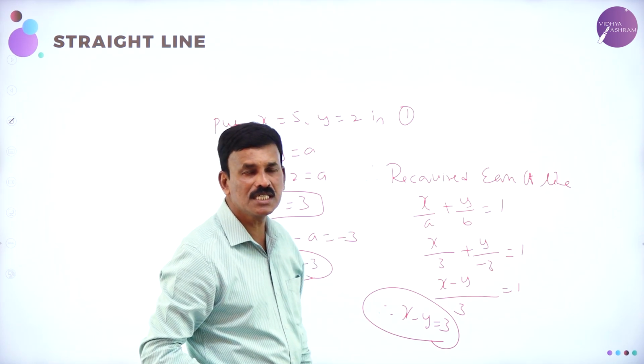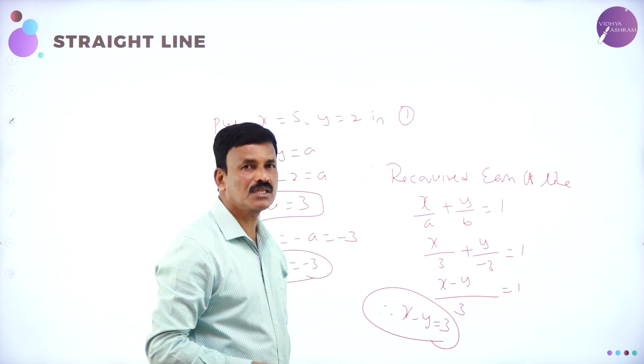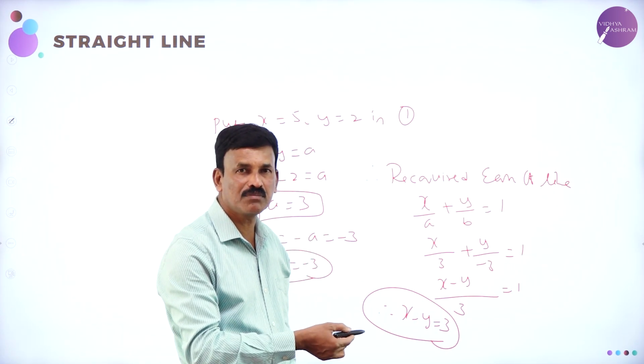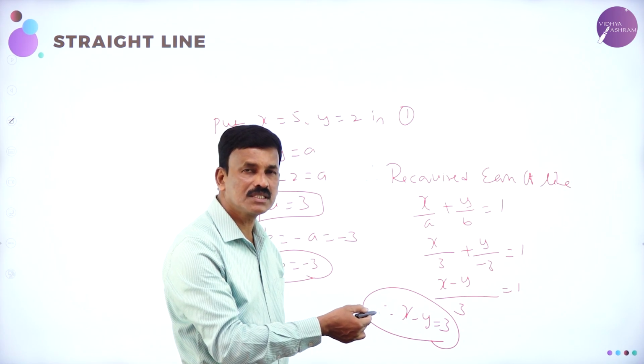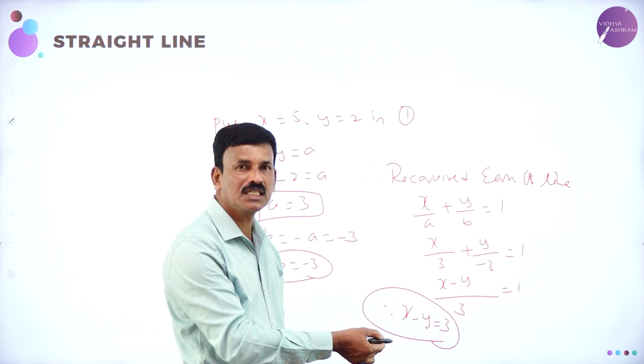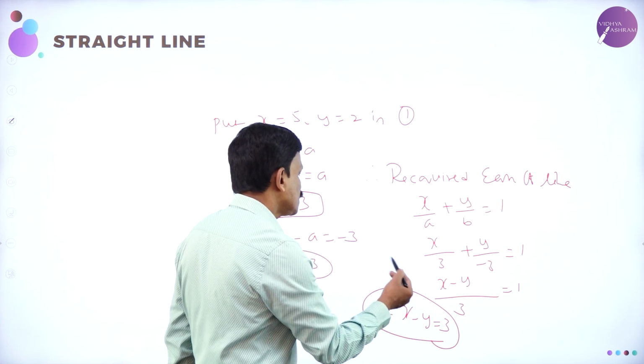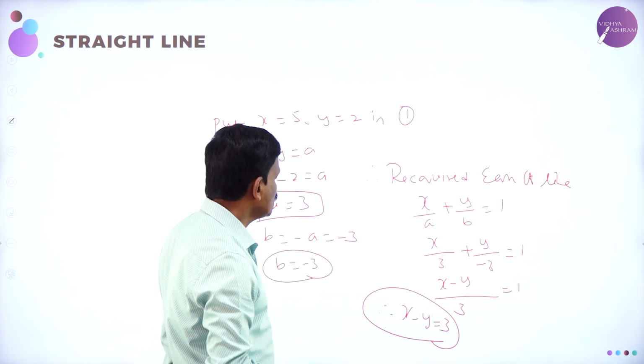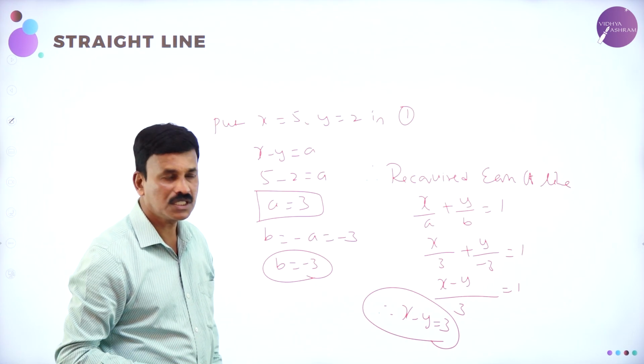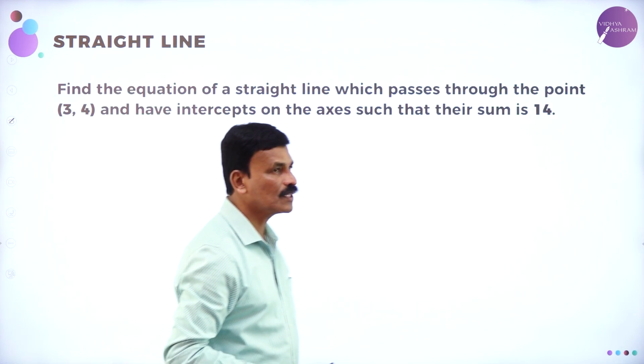The required equation is x by a plus y by b is equal to 1, so x by 3 plus y by minus 3 is equal to 1, or x by 3 minus y by 3 is equal to 1. Take the LCM, 3 is the LCM, so x minus y is equal to 3 is the required equation. Now, move on to the next problem.